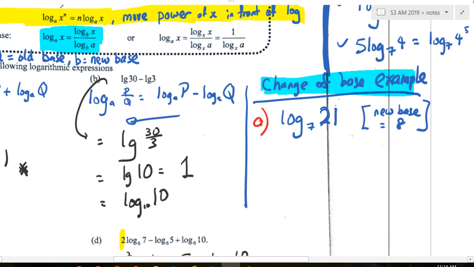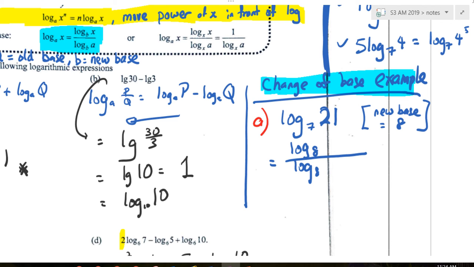So what I want to do here is very simple. This is the old base 7. This is the number itself. And my new base, I want it to be 8. So let me show you the way. Every time I want to change base, this is the standard procedure I do. I will put this equal, and then I will write down log new base. Can everyone write this down?